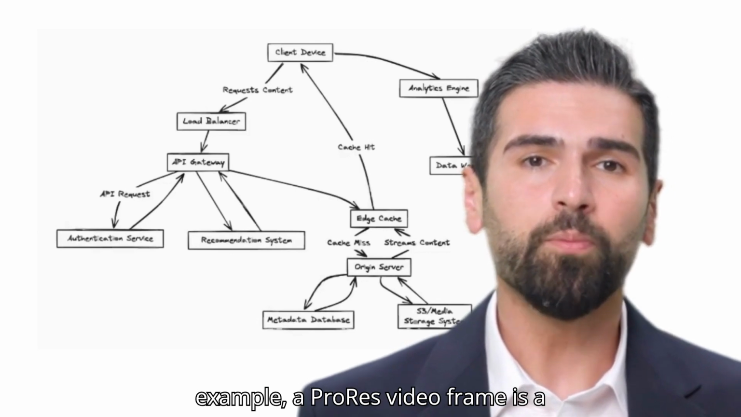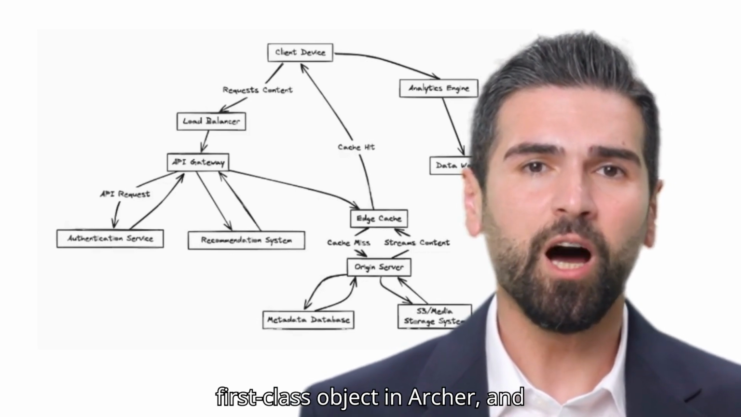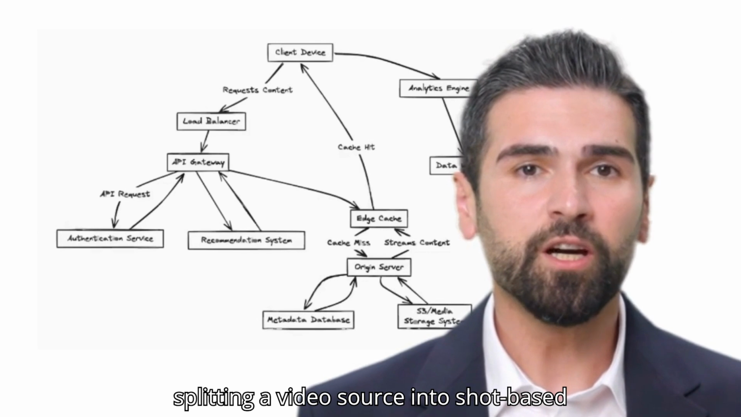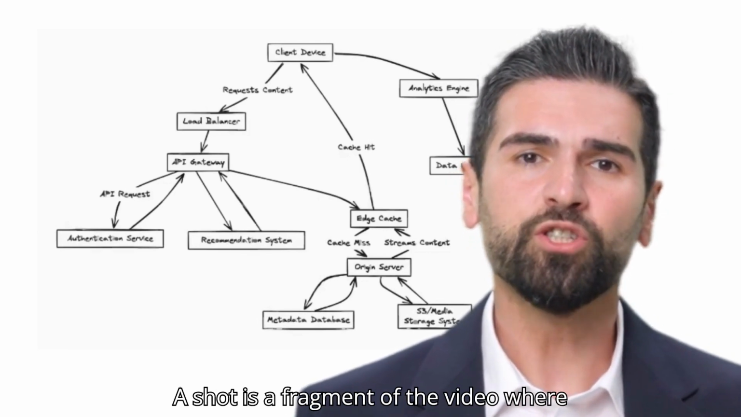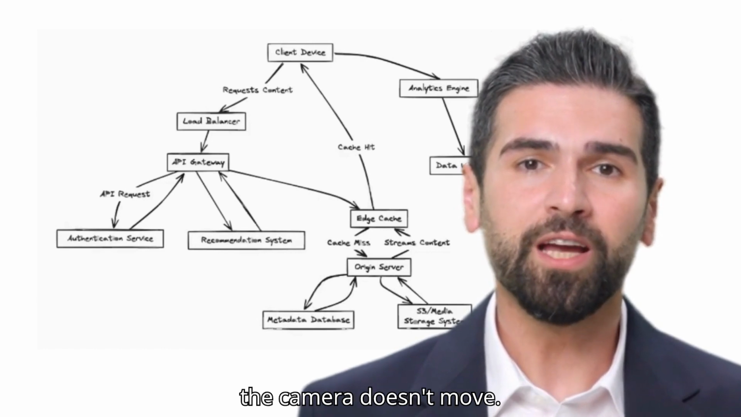For example, a ProRes video frame is a first-class object in Archer, and splitting a video source into shot-based chunks is supported out of the box. A shot is a fragment of the video where the camera doesn't move.